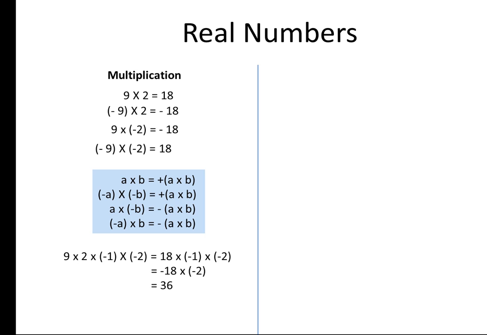We work from left to right. 9 times 2 is equal to 18. We copy back the rest, times minus 1 times minus 2. Then we simplify 18 times minus 1. 18 times minus 1 is equal to minus 18, a positive number times a negative number. The answer is negative 18. We copy back times minus 2, and minus 18 times minus 2 is equal to plus 36, because minus times minus will give you a positive result.